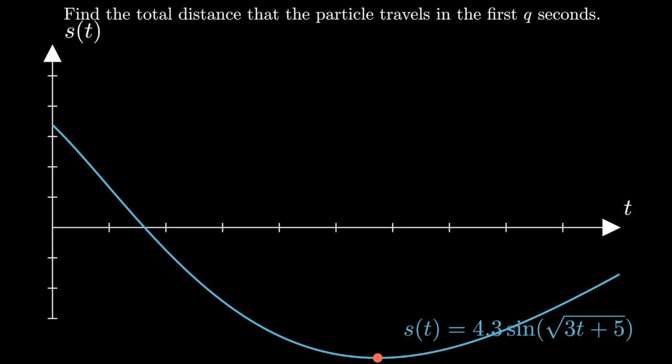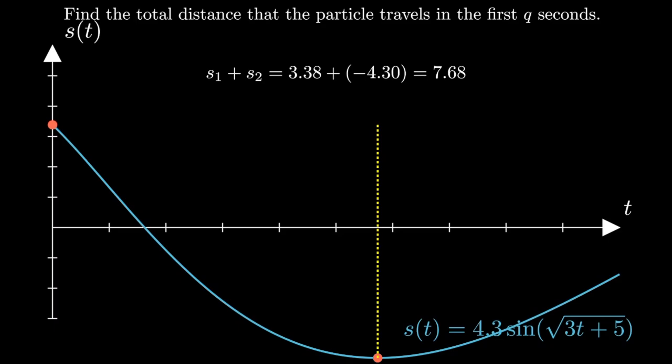The next question asks us to find the total distance that the particle travels in the first q seconds. Now you can see that at q seconds, it's a certain distance away from the point O, but don't forget that you started a certain distance away from the point O as well. So all you really have to do is add those two distances together.